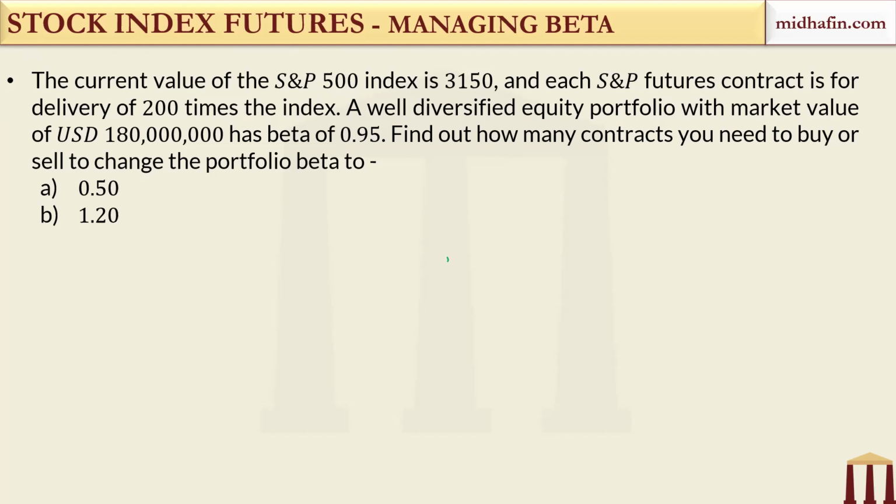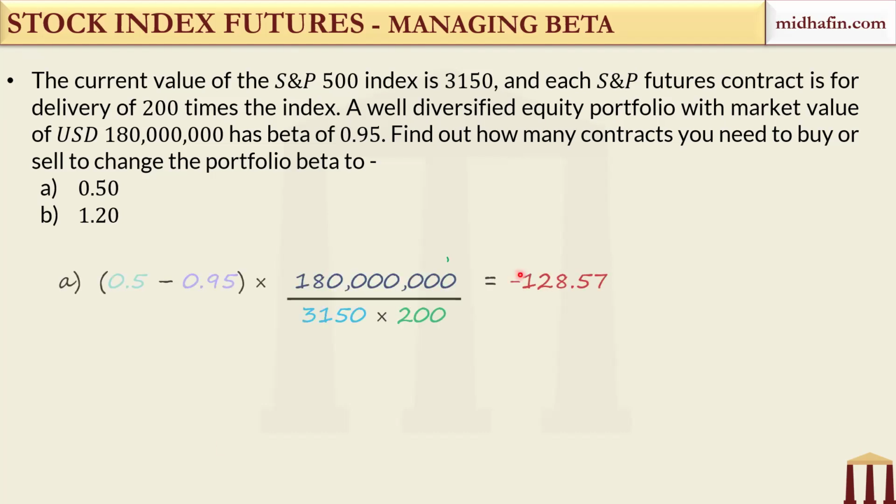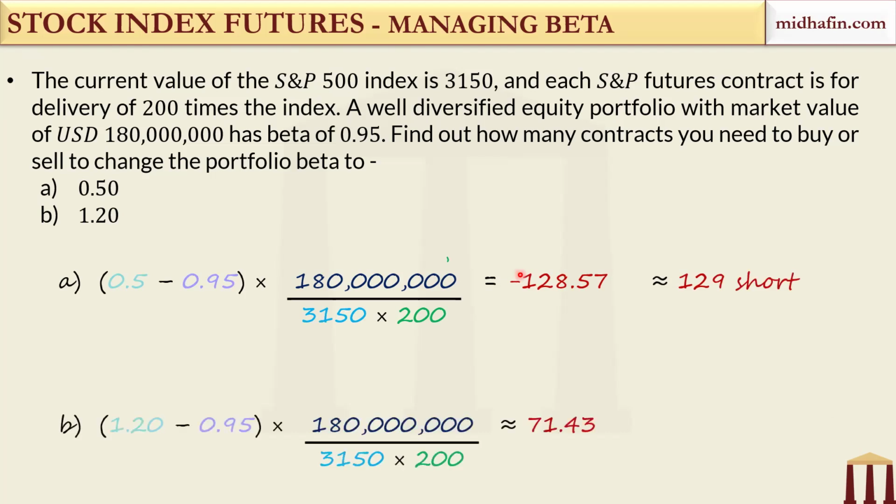So in the first case, sell 128 or 129. It is negative 128.57, so you can say 129, which will be better on the higher side. Whereas for 1.2, it will be 71.43, or 71 long.